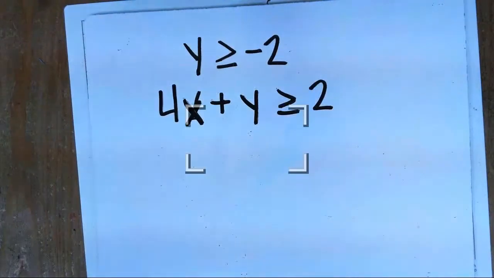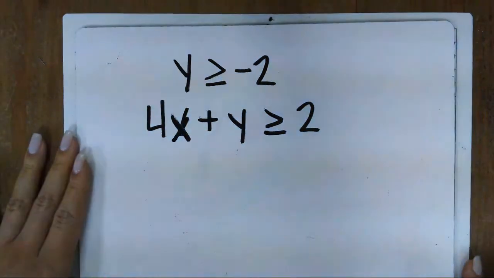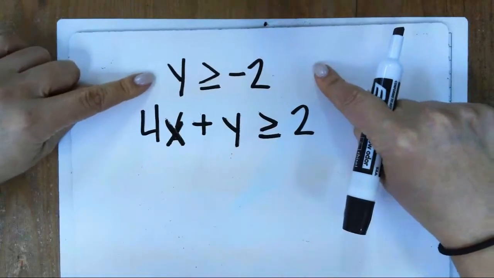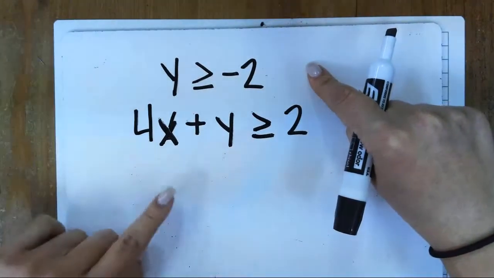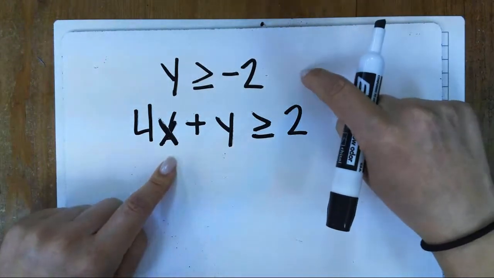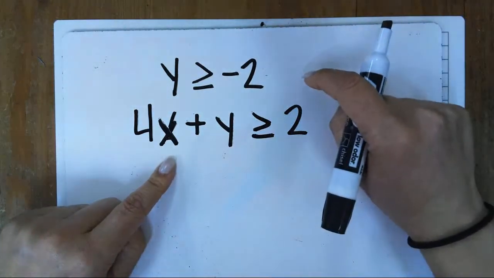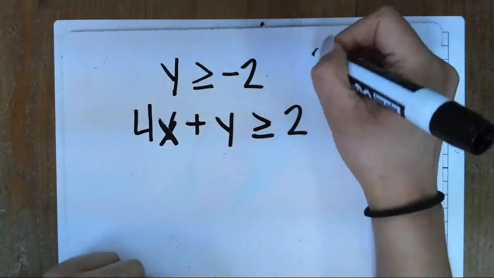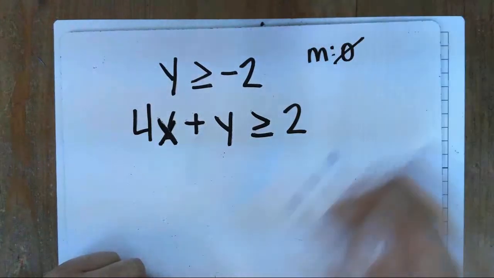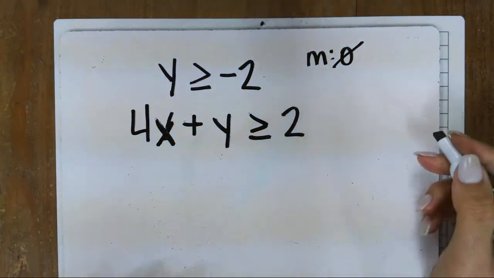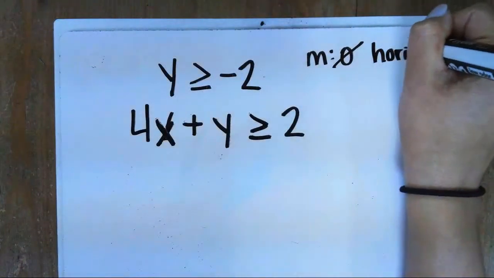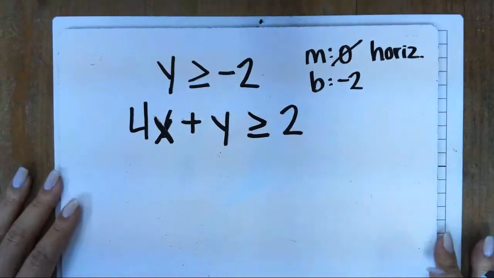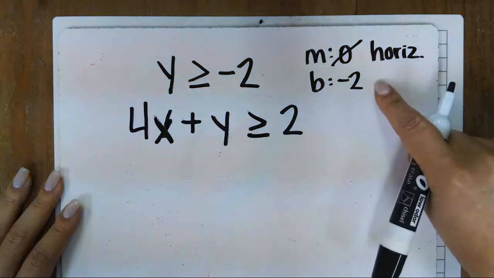Okay, my first thing is to identify my slopes and my intercepts. Over here, in this top equation, you can see that there is no x, like in this bottom one, which means there's no slope. Remember, your slope is the coefficient of x. So this has no slope, which means this is going to be a horizontal line. My intercept is -2, so I'm going to have a horizontal line at -2.